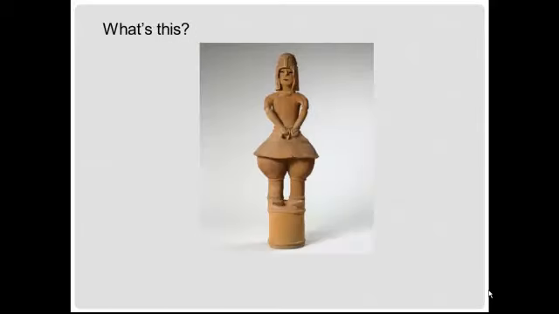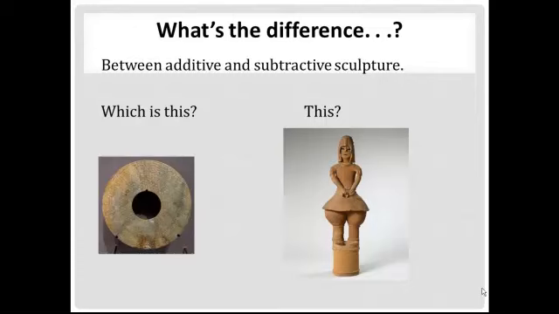Okay, what's this? And where does it come from? This is another one of those works that I want you to have in your toolkit for future essay tests. Okay, what is the difference between additive and subtractive sculpture? And I've got an example of each. On the left is a Bison disc, and on the right is something I just asked you to be able to identify. Just remember, if you can carve it, it's subtractive.